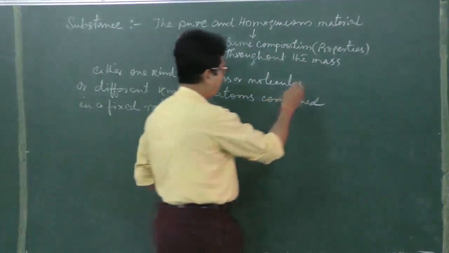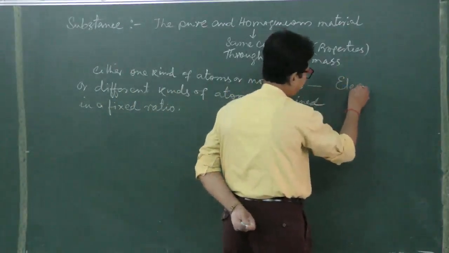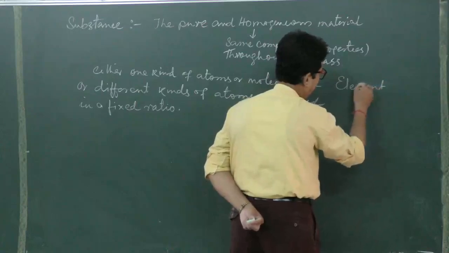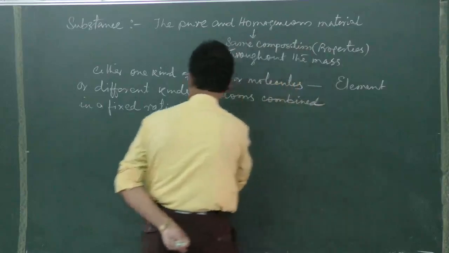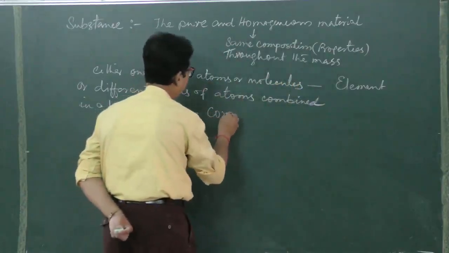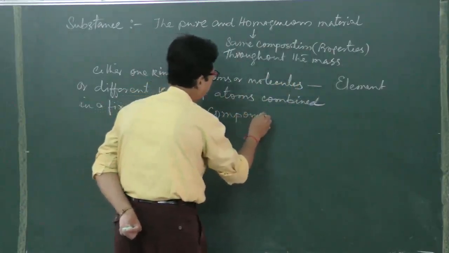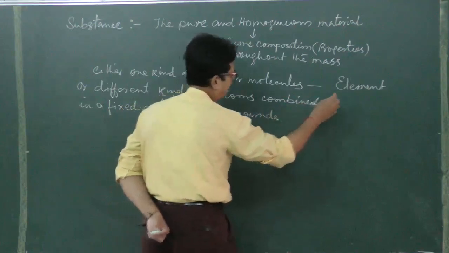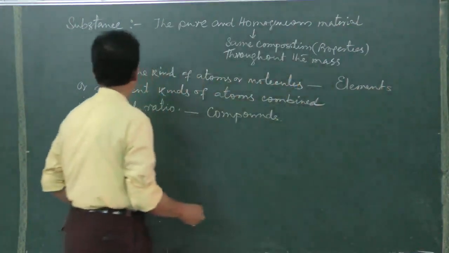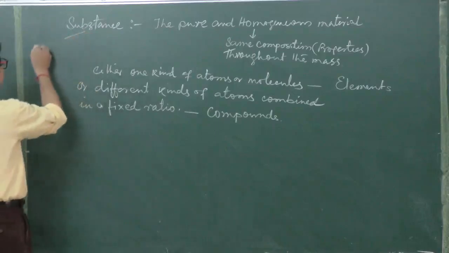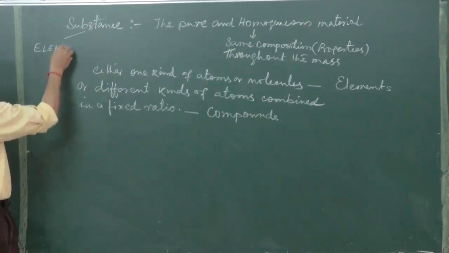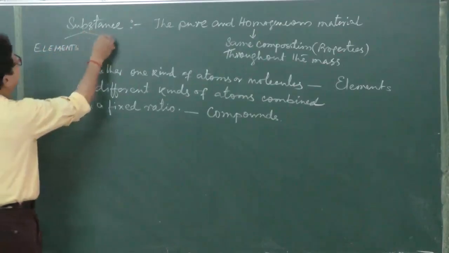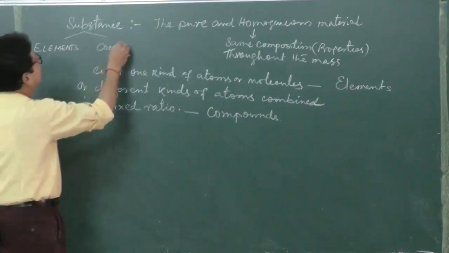This first one we call the element. Element is made up of one kind of atom only, one kind of molecule. And second one we call the compound. And this substance has got two different types, elements and compounds.